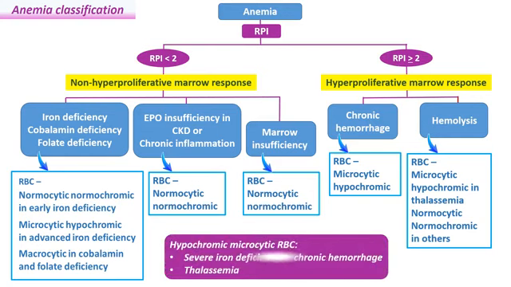So, if we see a picture of hypochromic microcytic RBC, we have to think of three things. Maybe a case of severe iron deficiency, it may be a case of chronic hemorrhage, it may be a case of thalassemia. So we have to depend upon the serum ferritin level for detection of the severe iron deficiency or chronic hemorrhage, and for thalassemia, confirmation is to be done by hemoglobin electrophoresis.